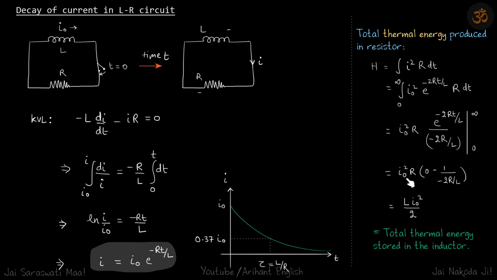And what I'll get is I naught square R times, so if you put infinity here, this term will become 0, and if you put 0 here, this term will become 1, so 1 upon minus 2R by L. So R will get cancelled, this will become L I naught square by 2, which is the expected value, as this is the total thermal energy, total energy stored in the inductor. So this is the analysis of decay of current in LR circuit.